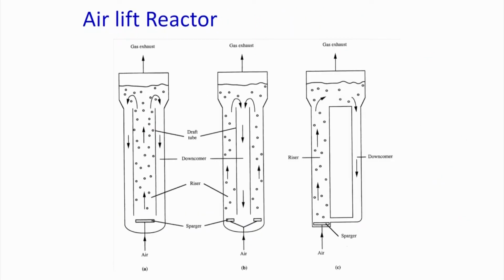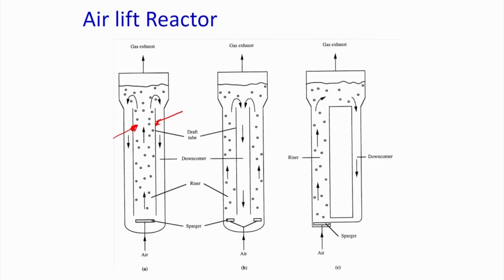Similarly, another class of bubble column is the airlift reactor. This is again a gas liquid system. What we do is give a guided path to the gas. We put in a riser and a downer, with draft tubes, and we inject the bubbles, or the air, only under the riser section.